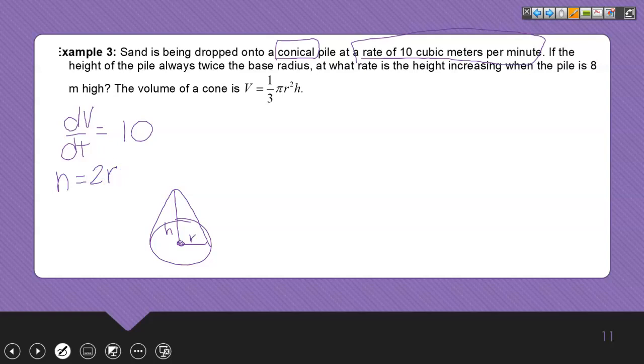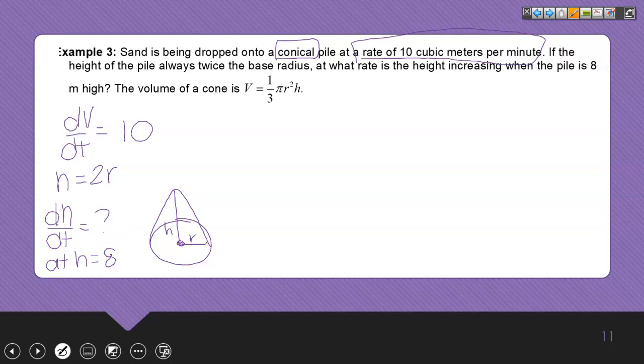At what rate is the height increasing? So we are looking for dh dt. At what rate is the height increasing when the pile is 8 meters high? So we're looking for dh dt at h equals 8.